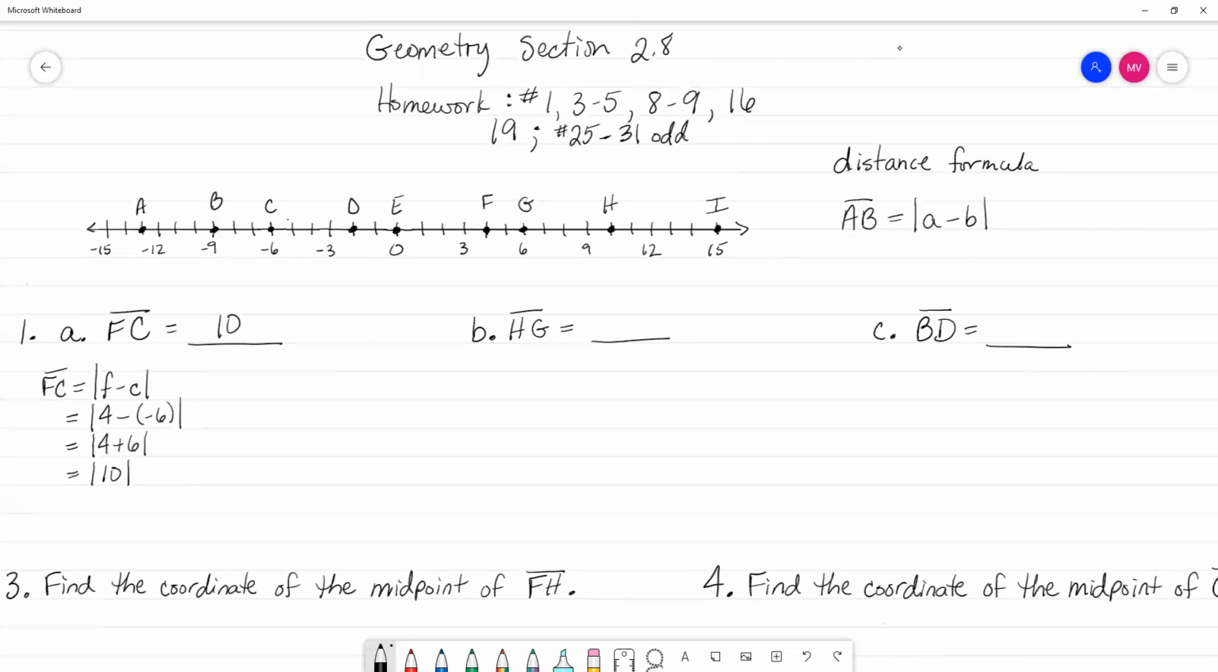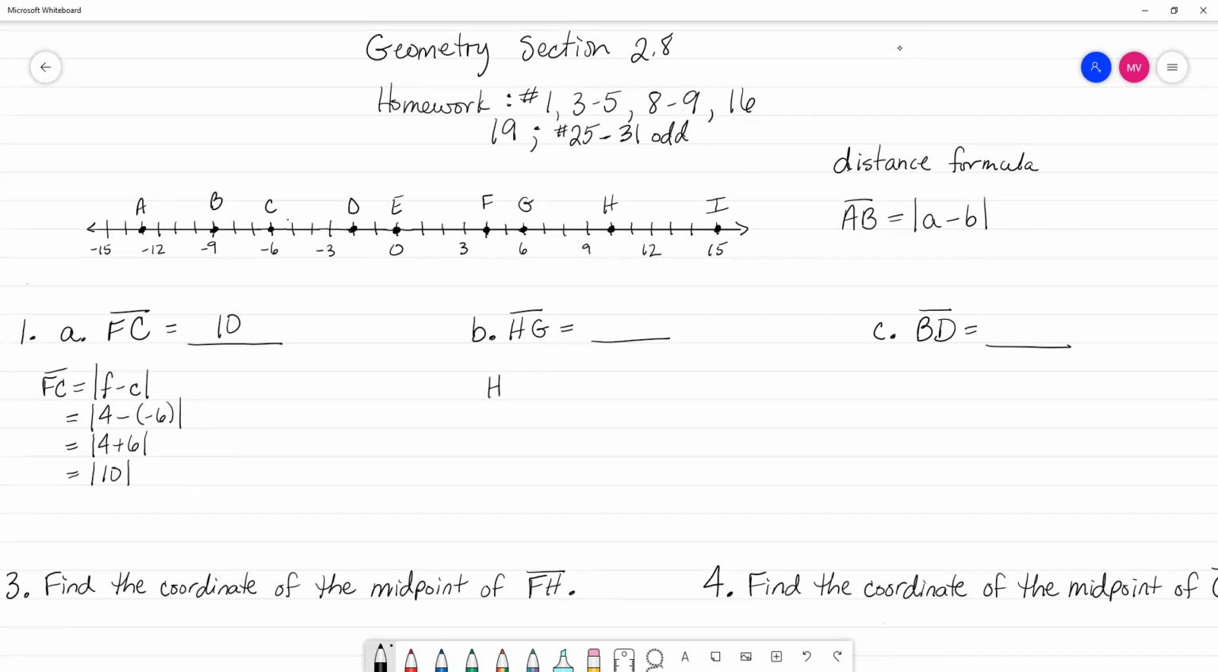Okay. And if you want, go to your number line. Start at F, go to C. 1, 2, 3, 4, 5, 6, 7, 8, 9, 10. So you can see how that formula works every time, even if you're working with very large numbers and you're not actually wanting to have to count on a number line.